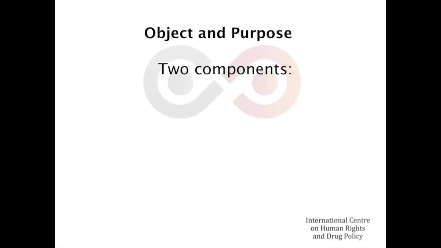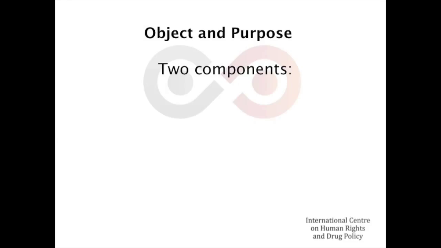There's been a lot written on object and purpose. When we try to come up with an object and purpose of a treaty or of an international legal regime, we have a number of sources we can refer to: the treaty texts, the preambles, to some degree the drafting history, to some degree parallel instruments.